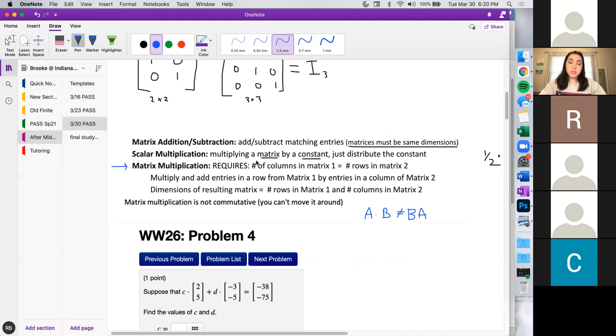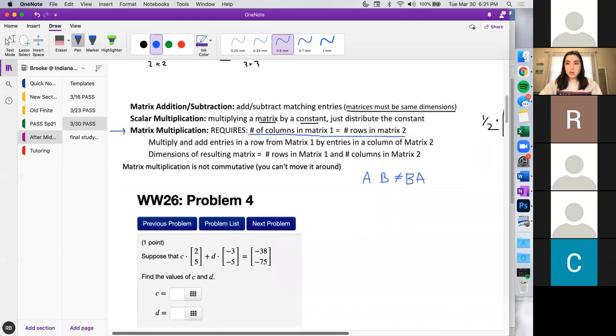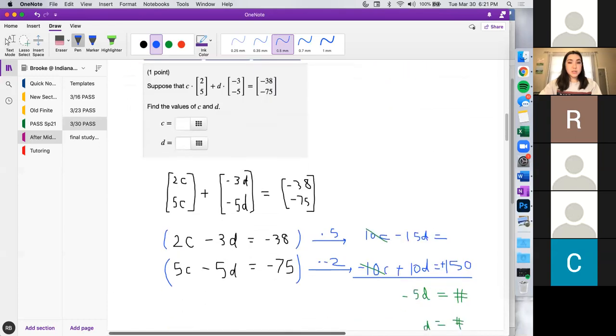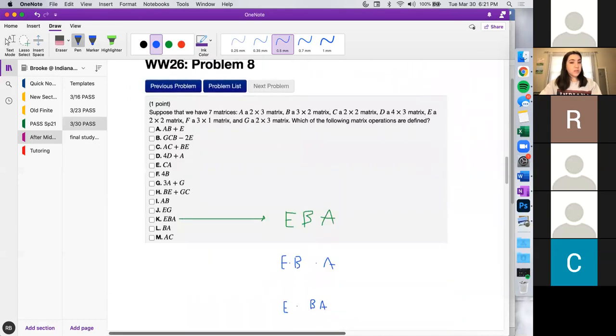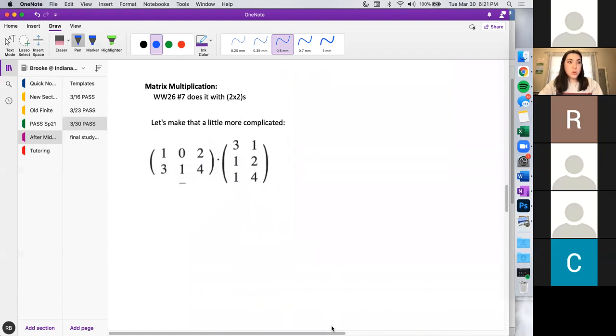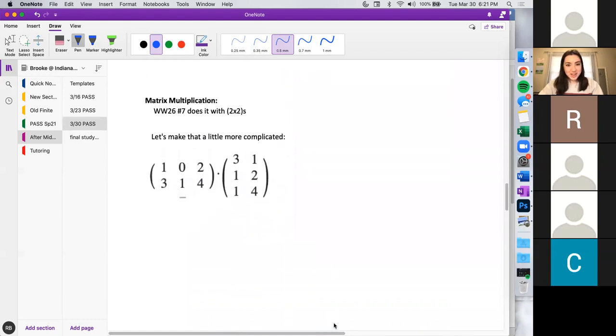And then in order to even do the multiplication, you have to check this. So the number of columns in matrix A has to equal the number of rows in matrix B, if you're going to do A times B. So let's do an example of that. And I'm going to go a little bit fast. In person, I can tell if you're confused. I cannot tell if you're confused with Zoom. So just tell me if you're confused, okay?